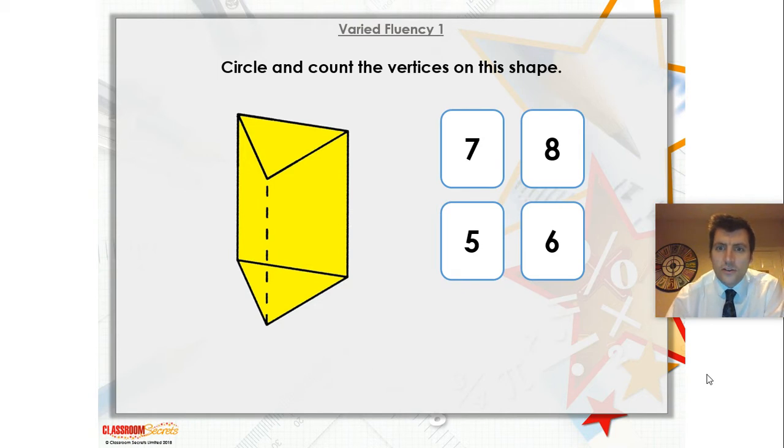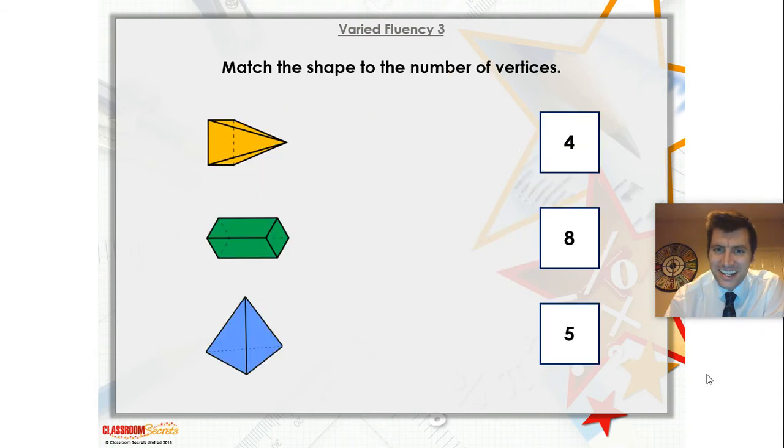Well done, guys. Lots of you have spotted now that we've got 1, 2, 3 at the bottom and 1, 2, 3 at the top. So we've got 6 vertices on this triangular prism. Well done, year 3, sorry.